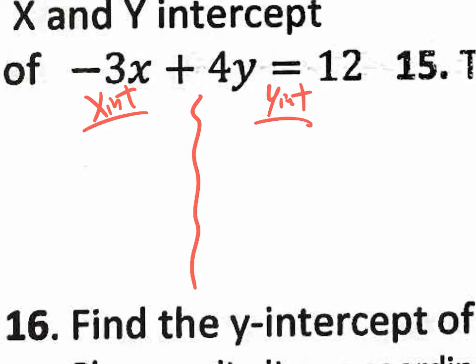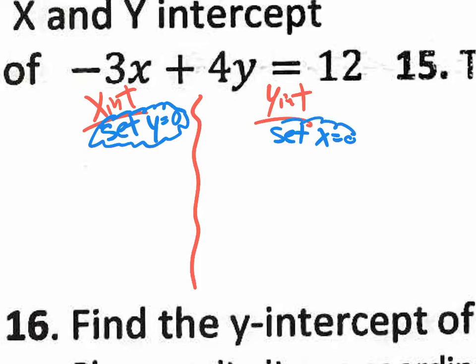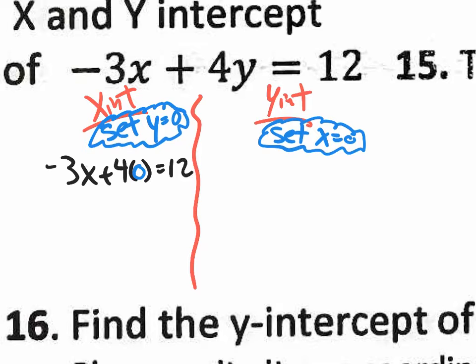And we also know that, or we need to know that to find the x-intercept, we must set y equal to 0. And to find the y-intercept, we must set x equal to 0. So when you rewrite the equation, negative 3x plus 4y, instead of y, we're going to put the 0, and then equals 12. That becomes a really simple equation to solve because 4 times 0 is nothing. And you really have negative 3x equals 12, which means that x equals what? Negative 4.